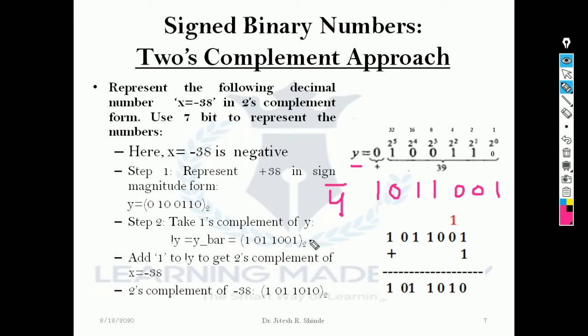The same thing has been written here. Now add 1 to this. This is my y bar written here. Add 1, using the same addition rule. How many 1s are here? Two. For an even number of 1s, the result will be 0 and 1 carry will get generated. So 0 has been placed here and 1 propagated here. The remaining bits we are copying as they are. Thus, the representation of minus 38 using the 2's complement approach is 1, 0, 1, 1, 0, 1, 0. This is our answer.